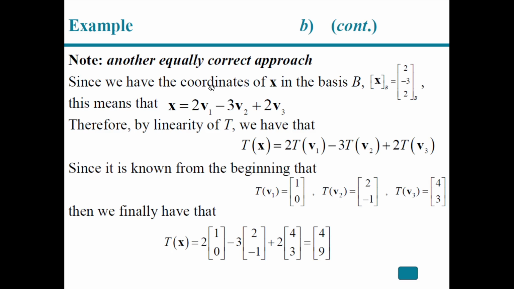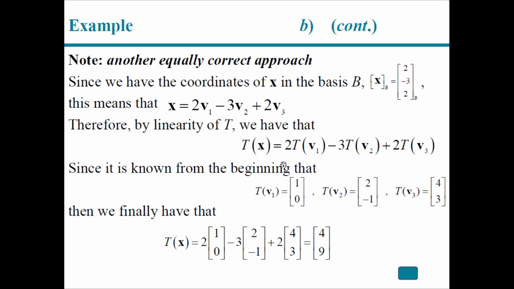Another way that is just as good, once we find the coordinates of x in B, so we found actually these coordinates, which means x is a linear combination of basis vectors v1, v2, v3 with these coefficients that come from the vector here. These are the coordinates in basis B of x. Then we can use the linearity, which is actually the same thing as if we use the representation matrix. Linearity, we apply T to the x. So we apply, Tx is T of all this. By linearity is equal to this.